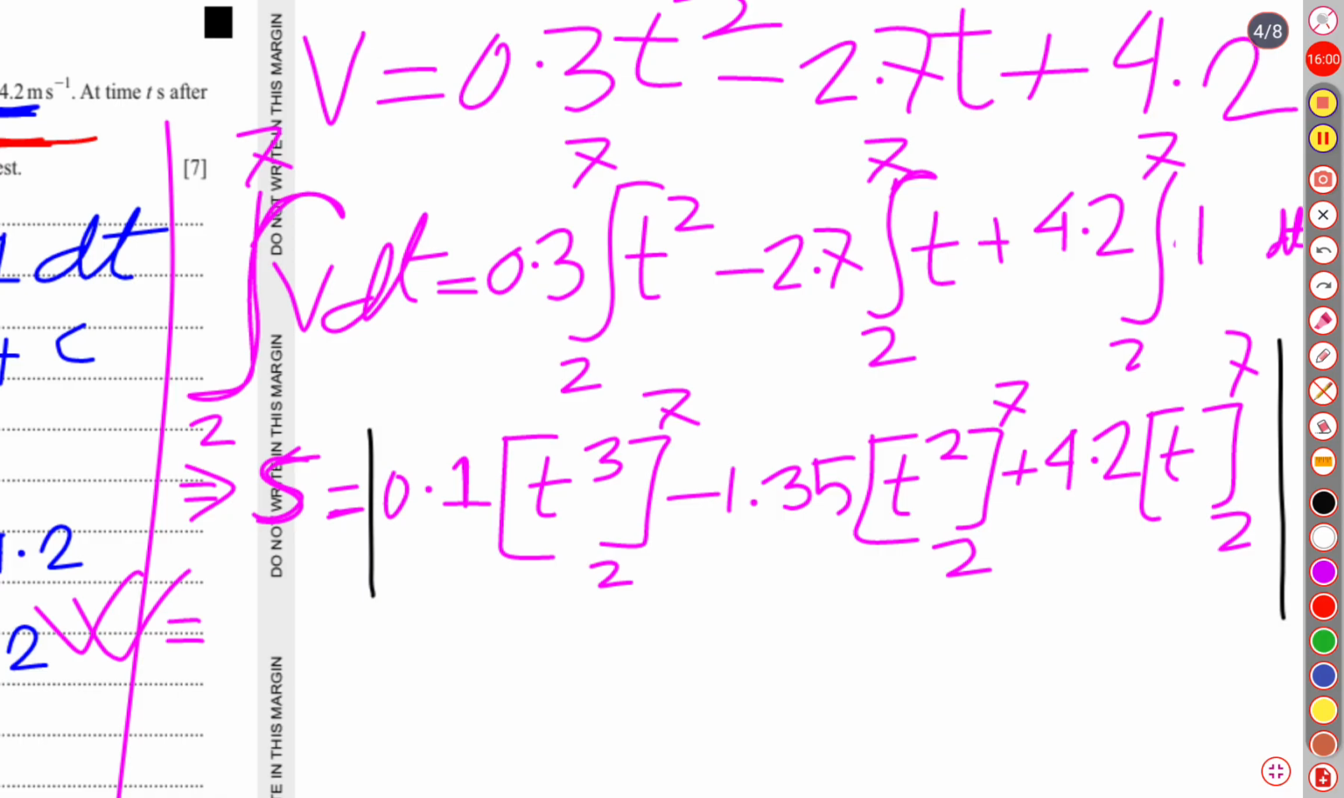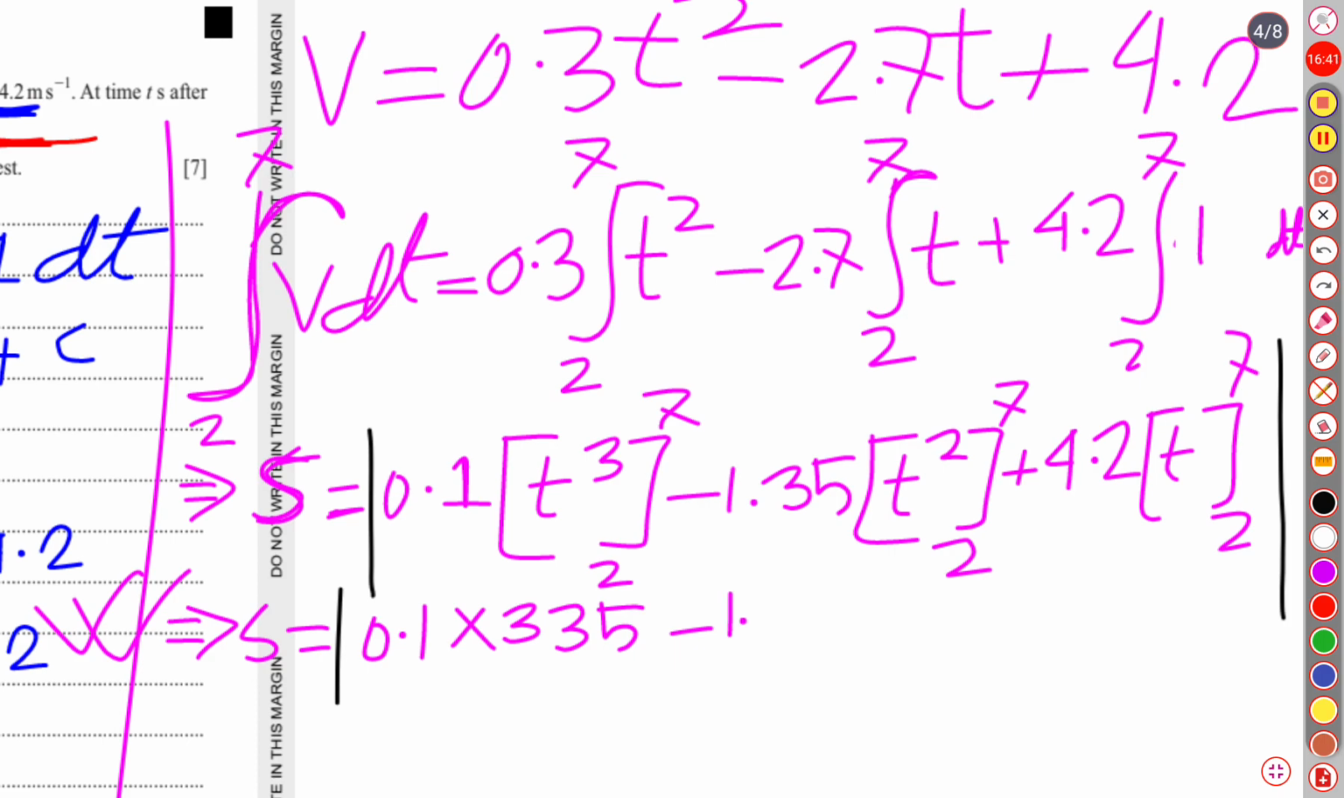So s is equal to, well, t cube means 7 cube. Let us use the modulus symbol, and it is going to be 0.1 into, look at this, 7 cube means 343 and 2 cube means 8. From 343, if we subtract 8, it is going to be 335, sorry, 335. Then minus 1.35, and 7 square means 49, and 2 square means 4. 49 minus 4 means 45.